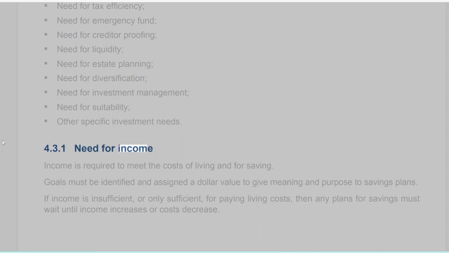4.3.1 Need for income. Income is required to meet the costs of living and for saving. Goals must be identified and assigned a dollar value to give meaning and purpose to savings plans. If income is insufficient or only sufficient for paying living costs, then any plans for savings must wait until income increases or costs decrease.